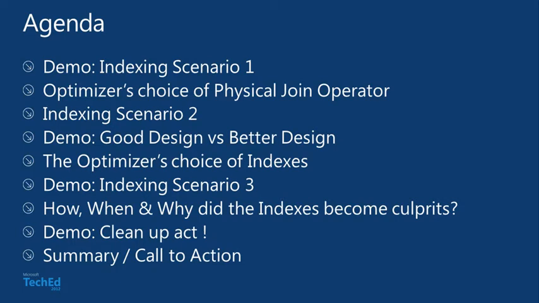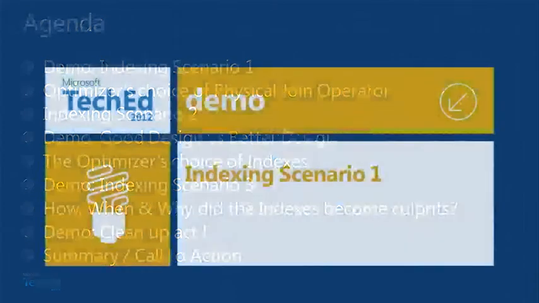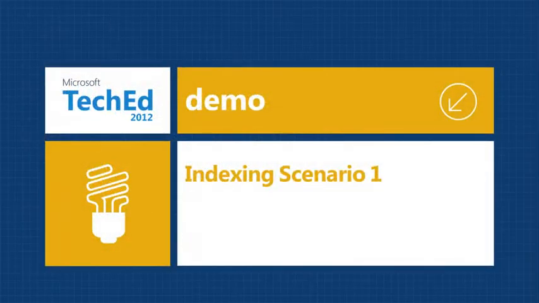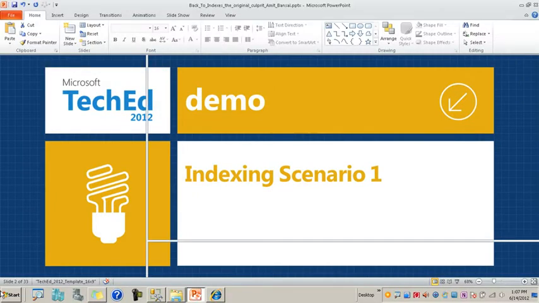And all these three indexing scenarios that I'm going to talk about in the demo today are interrelated. So they're not isolated, they're interrelated. Last but not the least, we'll see how to get rid of redundant indexes, and we'll do a cleanup act. So let's begin straight away with the first demo.